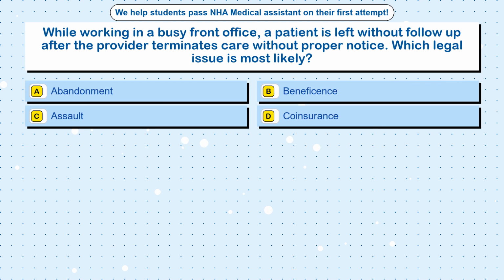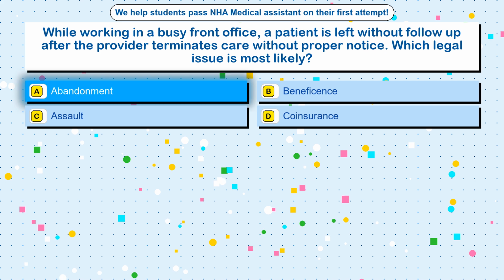Question 92. While working in a busy front office, a patient is left without follow-up after the provider terminates care without proper notice. Which legal issue is most likely? Option A. Abandonment. Option B. Beneficence. Option C. Assault. Option D. Coinsurance. The correct answer is option A.